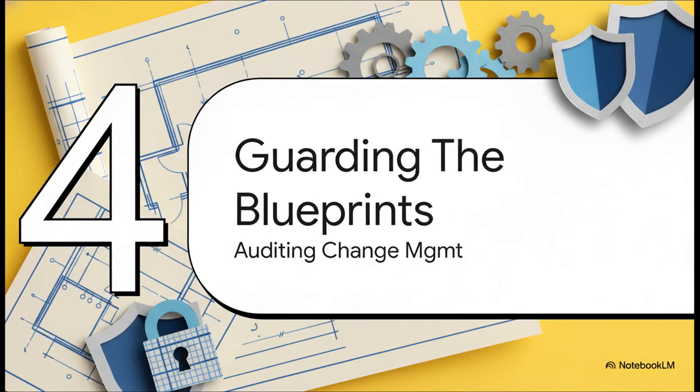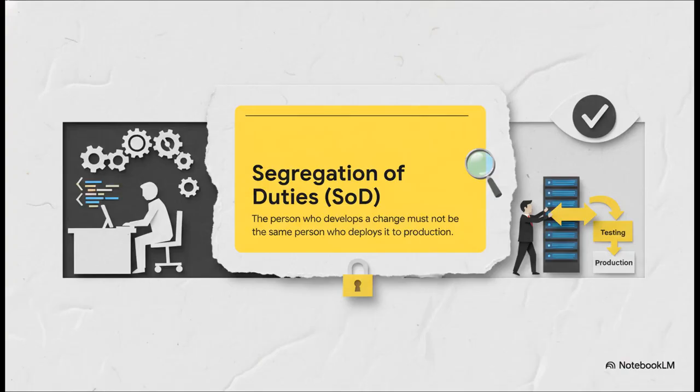Okay, next pillar, change management. So if access control was all about who has the keys, then change management is all about protecting the blueprints to the entire kingdom. It's what keeps the very structure of our controls safe and sound. And the absolute bedrock principle here is something called segregation of duties, or SOD. It is a super simple concept, but it is 100% non-negotiable.